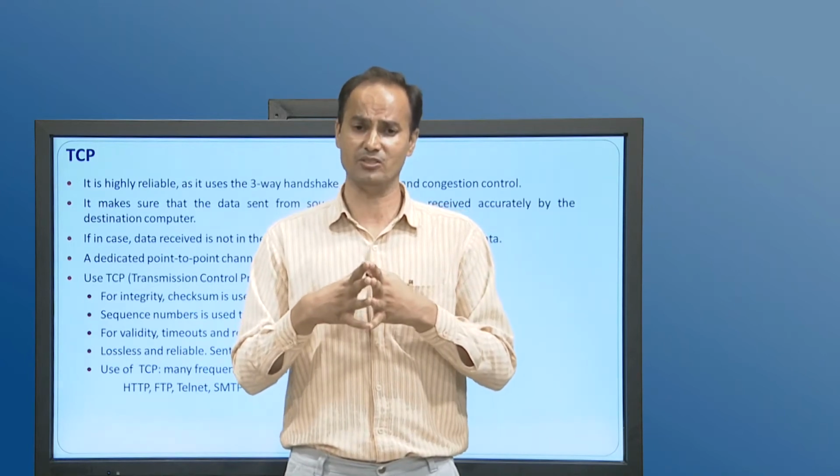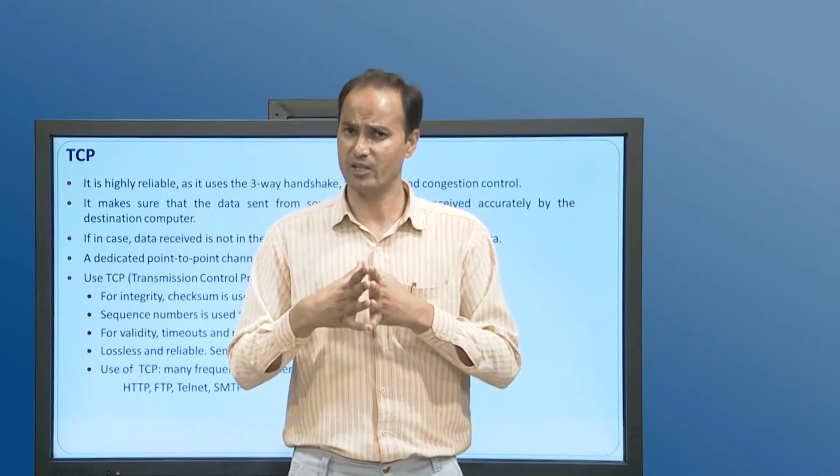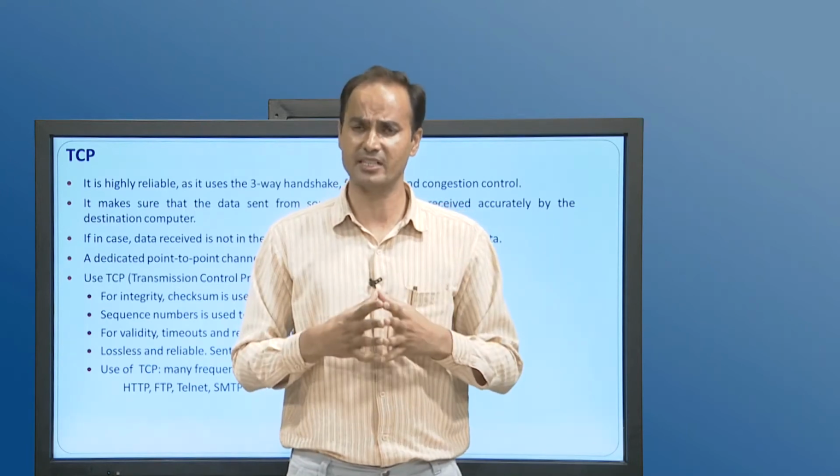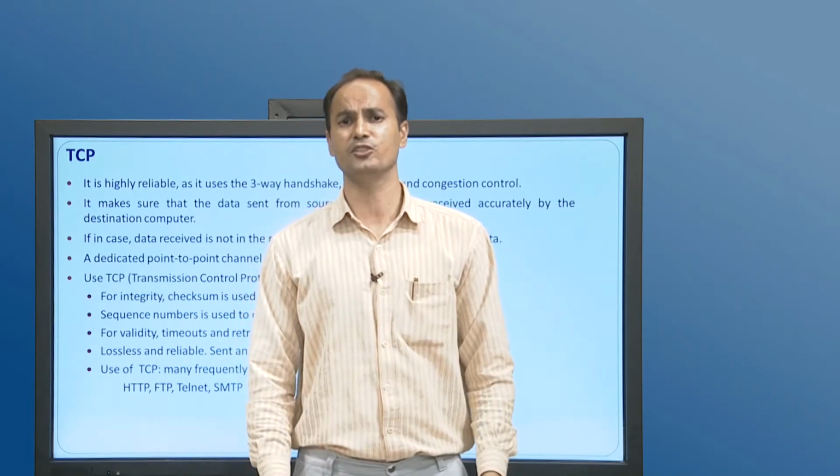A sequence number is also used to check whether a duplicate packet has been received or not, and if it is received, it will be discarded immediately. So this is a general overview of TCP. Now, what is UDP?